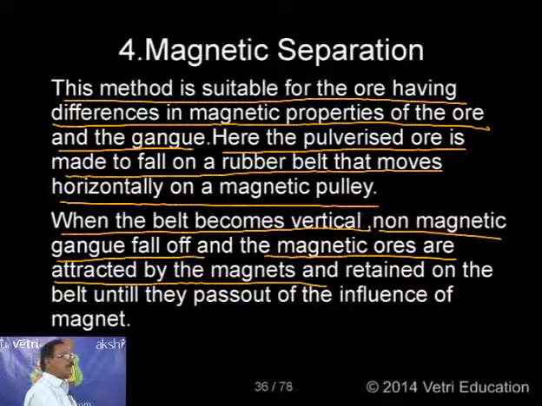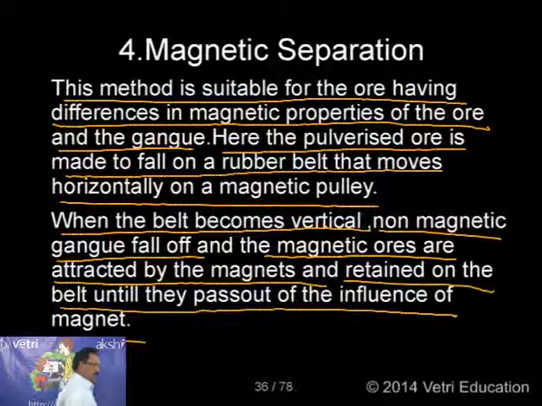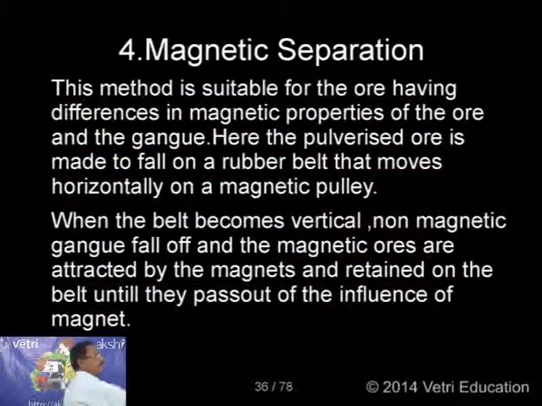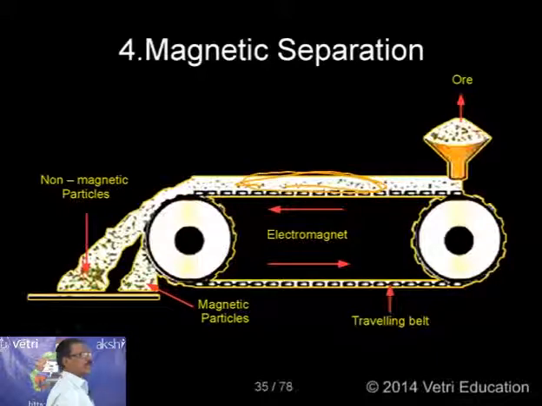So by keeping different vessels in different places, one where it falls away and another just near the belt, we can collect separately. The gangue we can collect separately and the ore we can collect separately, retained on the belt until they pass out of the influence of the magnet. This is the most important information. Can you follow? So this is the belt. We are keeping the corresponding gangue and ore. This is under the control of the magnet.